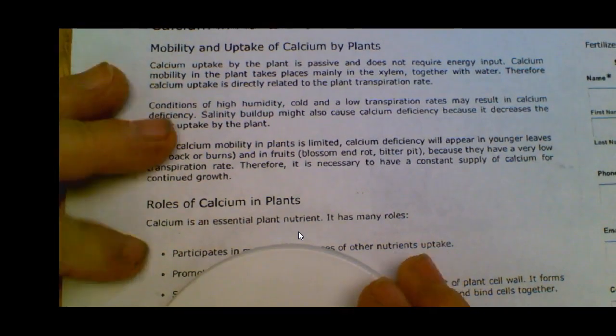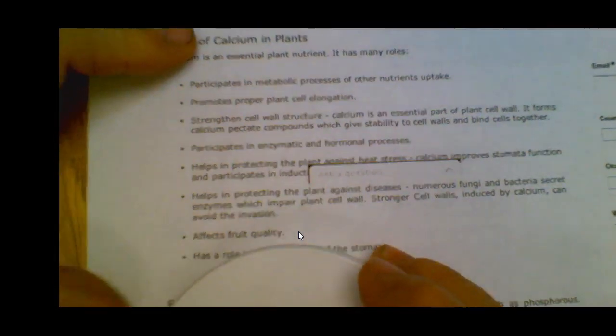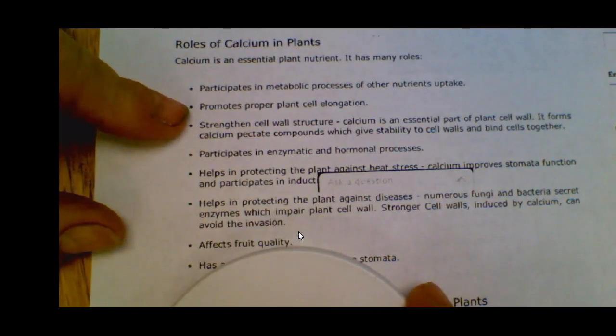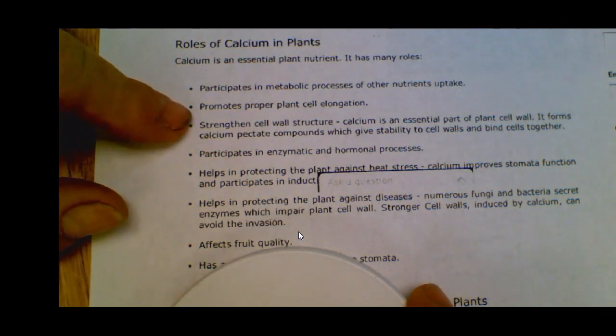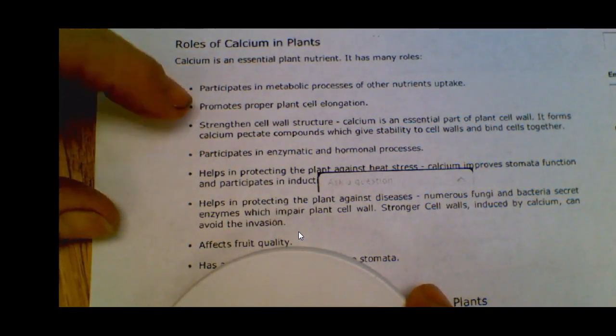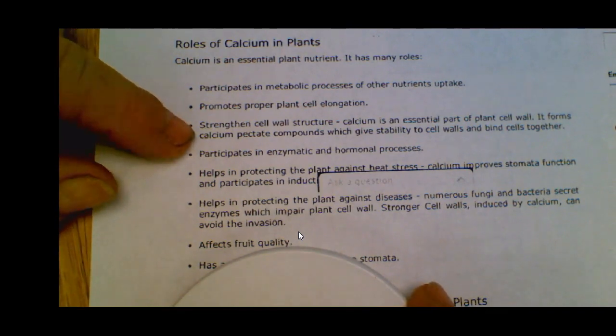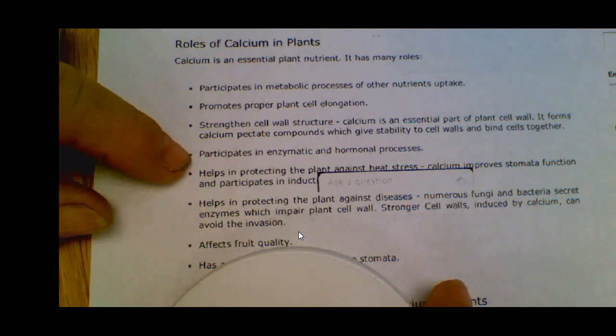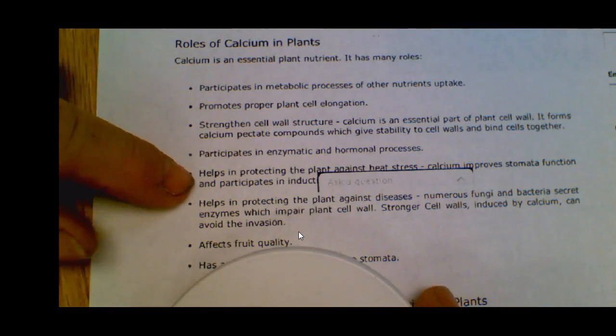And what does it do? We've already talked about these items, but let's go back through them. It participates in metabolic processes of other nutrient uptake. It promotes plant cell elongation. A very important one is strengthening your cell wall structure, because without it, you won't have stability in the plant. It also is involved in some of your enzymatic and hormonal processes that take place. It's part of protecting the plant against heat stress, so calcium improves your stomatal function in the plant.